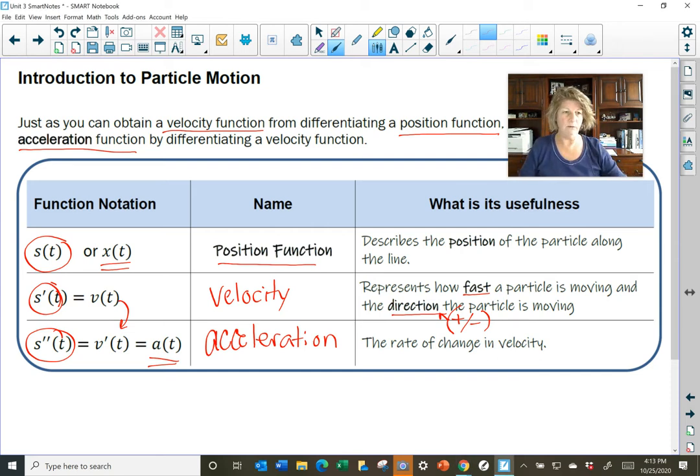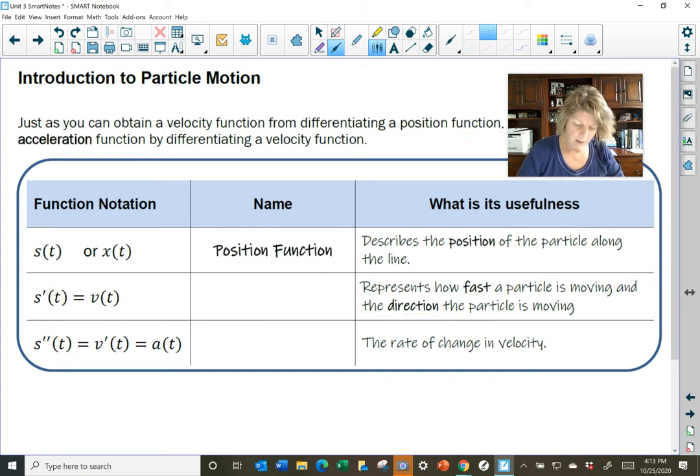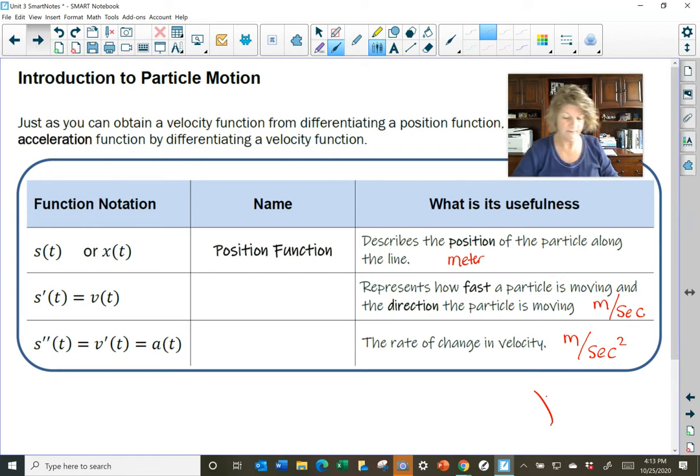I should put in what the units are. Let's just put some standard units in here. If I had meters and seconds, this would be meters. Velocity would be meters per second. And then the rate of change would be meters per second squared. Okay, those are typical units. Of course, we could have feet, we could have miles, all of that fun thing.